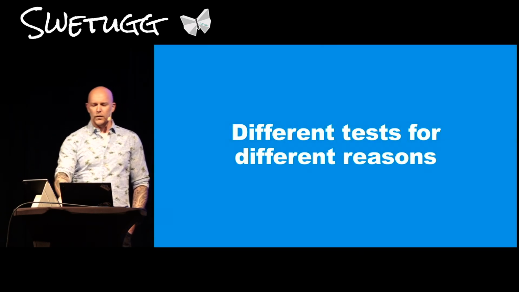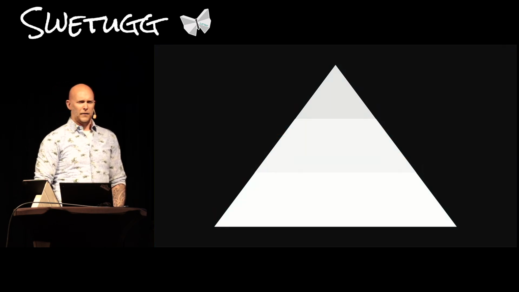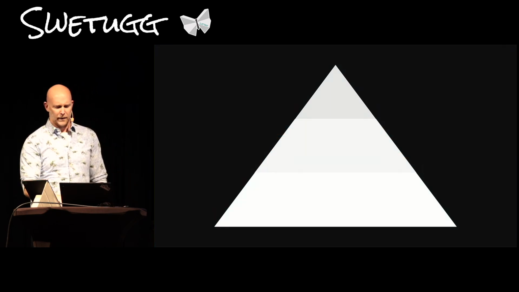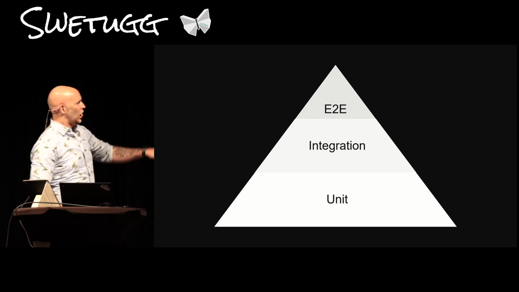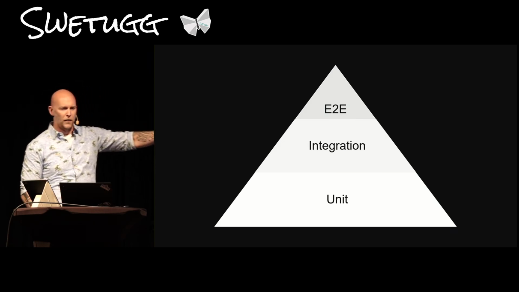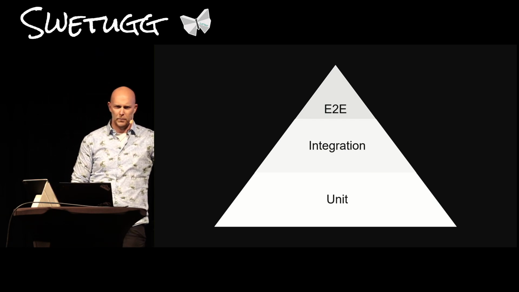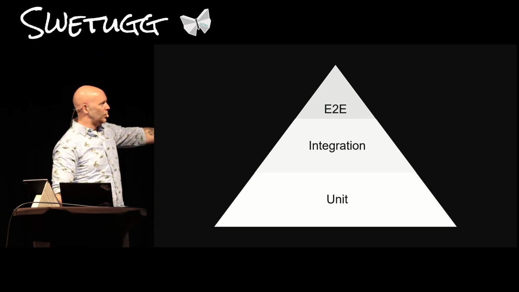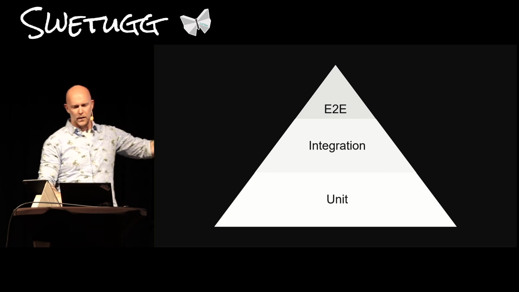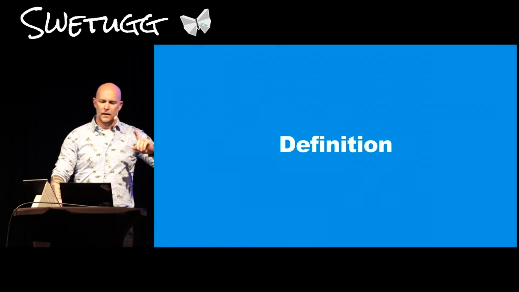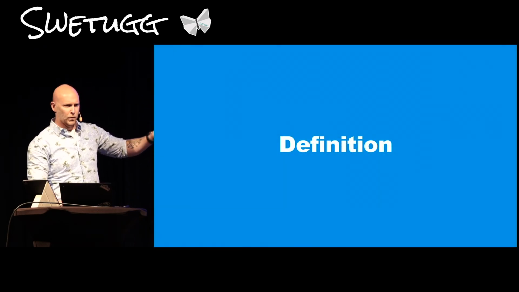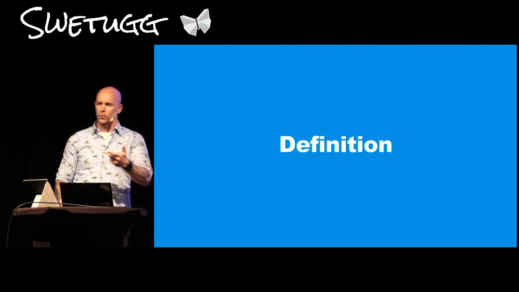And I think all of us have seen the fantastic pyramid that everybody talks about, the testing pyramid, right? The testing pyramid says that we should have lots of unit tests, fewer integration tests, and a few end-to-end tests at the top. Now, before I go into what I think about this pyramid here, let's just define what the different levels are, what an integration test is, what a unit test is, and what an end-to-end test is.